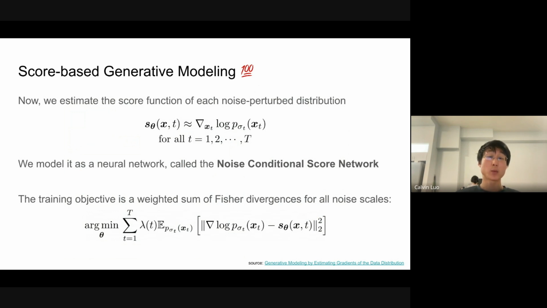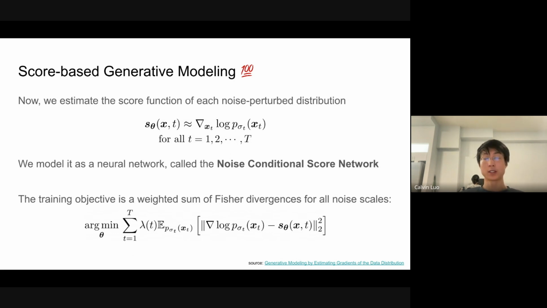And we can model this as a neural network, which we call the noise conditional score network, which is once again one consistent network that conditions on the noise level and predicts the score for it. The training objective is a weighted sum of Fisher divergences for all noise scales. We generalize the original vanilla score matching objective, the Fisher divergence there, to now having T of them, right? We sum over T, and maybe we can scale it with whatever weighting that we like. But really, we want to learn all of these T noise conditioned score predictions simultaneously.